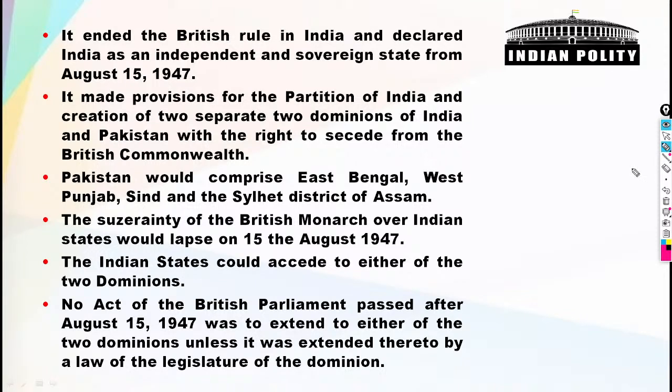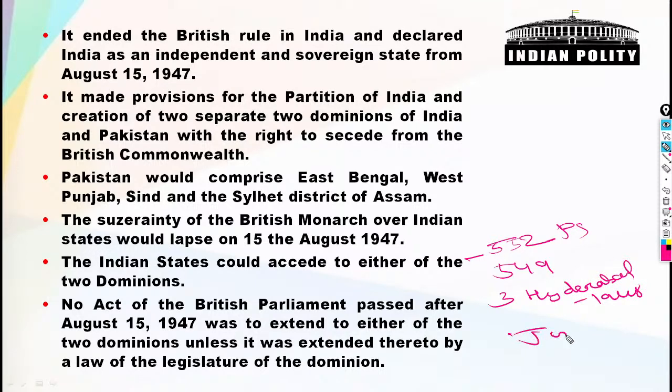Indian princely states were to join India, join Pakistan, or remain independent. Out of the 552 princely states, 549 joined, and three joined later: Hyderabad in 1948 by police action, Junagadh in Gujarat in 1950, and Jammu and Kashmir in 1947 by an instrument of accession signed between Jawaharlal Nehru and Hari Singh.